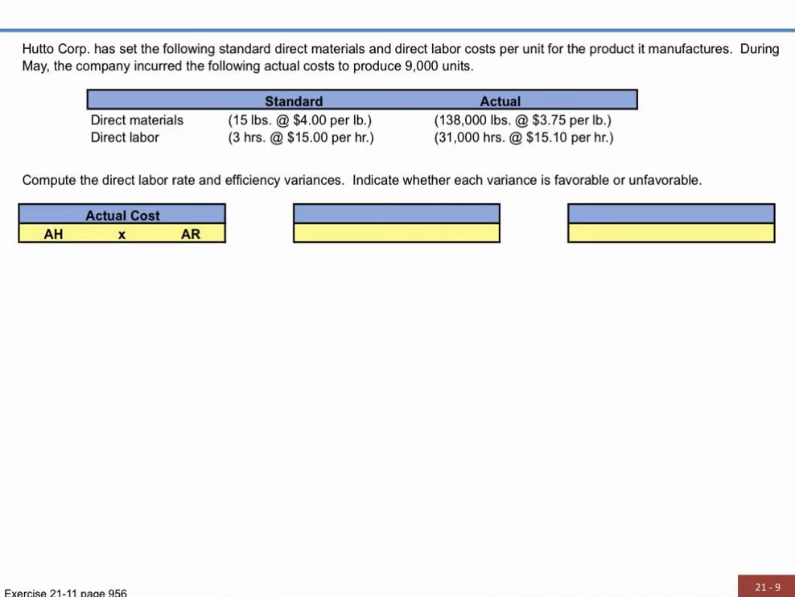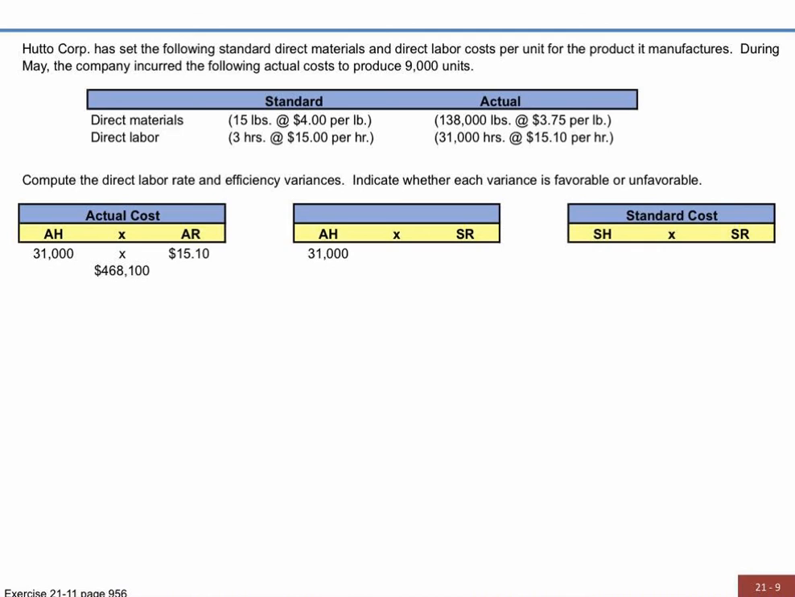So we're going to have the actual number of hours and the actual rate. And we're going to have the standard number of hours and the standard rate. And then we're going to have our actual hours times our standard rate. So here we're going to take 31,000 actual hours, which is from the second column, and $15.10, which is also from the second column. Multiply those together to get 468,100.